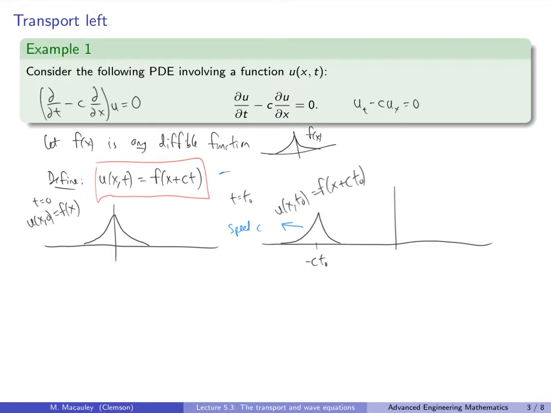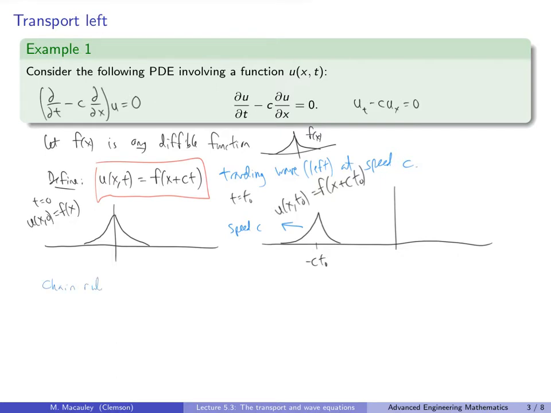So I'm going to say that this is a traveling wave left at speed c. And I claim that this is precisely what satisfies or solves this PDE. Let's check that. Let's take the partial derivatives, du/dt and du/dx. To do that, we need the chain rule. So recall how to do that.